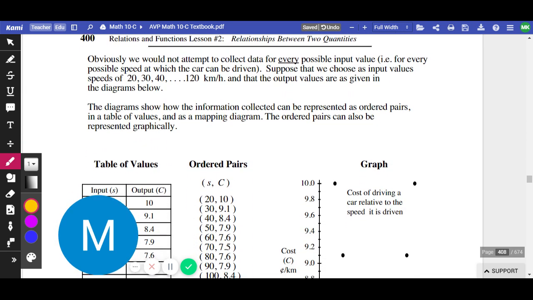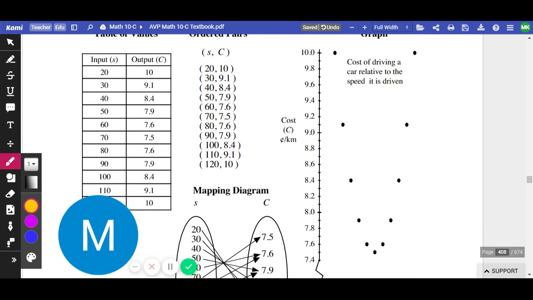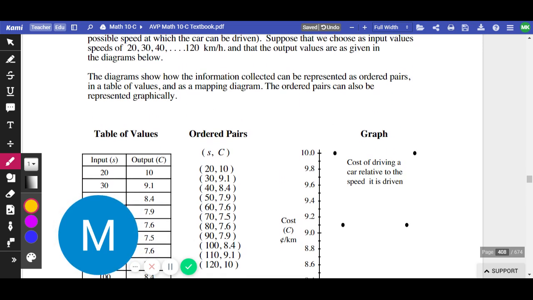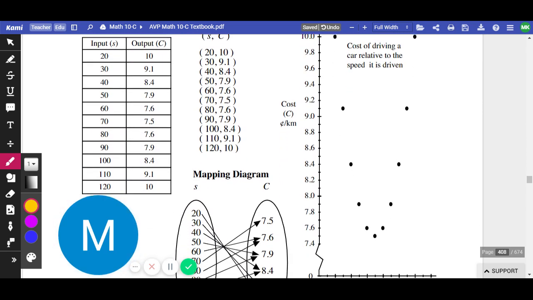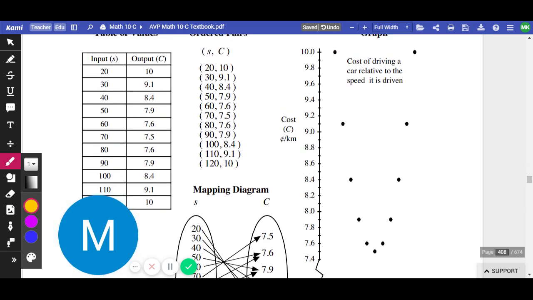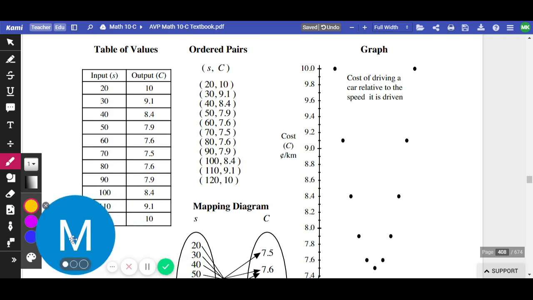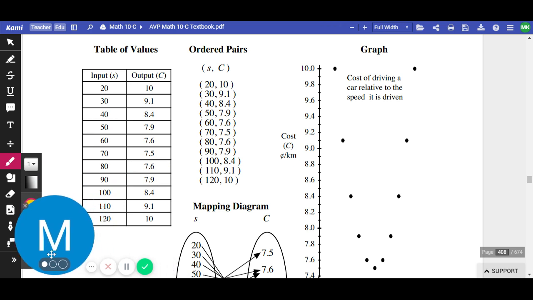Fantastic. Here, they've given us a whole bunch of input and output values, represented in different ways. I'm trying to get it so I can see everything. Okay, we're going to look at this set first, this table of values.